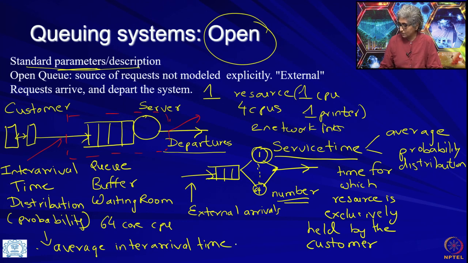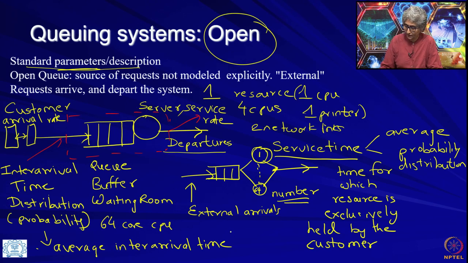And the reciprocals of these become rates. So you can also describe this by an arrival rate, and you can also describe the service speed by a service rate. Just 1 divided by the average inter arrival time is the arrival rate, and 1 divided by the average service time is the service rate.